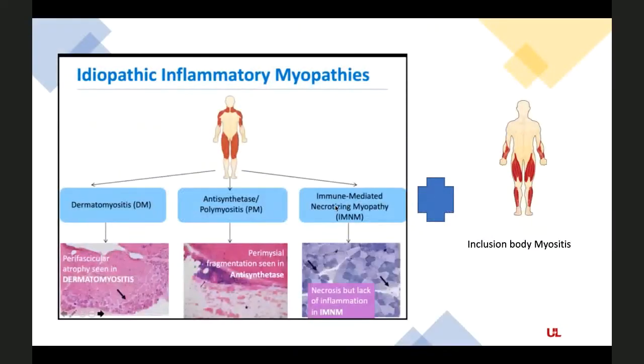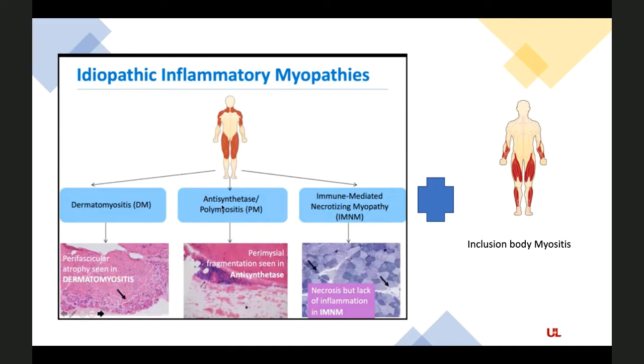Okay, so inflammatory myopathies, as of now, we have divided into three categories. One, dermatomyositis; antisynthetase, which was initially called polymyositis, but we now call it antisynthetase; and then we have immune-mediated necrotizing myopathy. Along with all this, we have a separate category called inclusion body myositis.